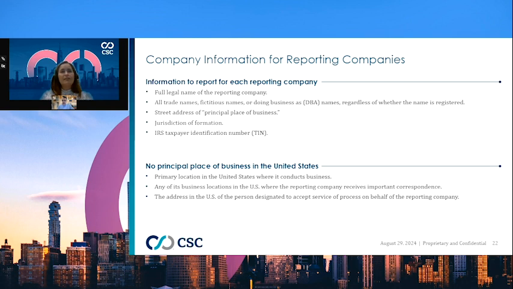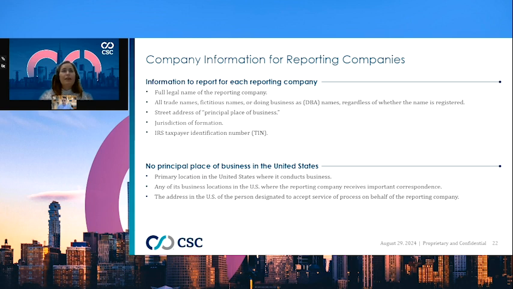If a reporting company does not have a principal place of business in the United States, use the following hierarchy of locations. First, if a reporting company does not have a principal place of business in the United States, then the company must report the primary location in the United States where it conducts business. Second, if a reporting company has no principal place of business in the U.S. and conducts business at more than one location in the U.S., then the reporting company may report as its primary location the address of any of those locations where the reporting company receives important correspondence.